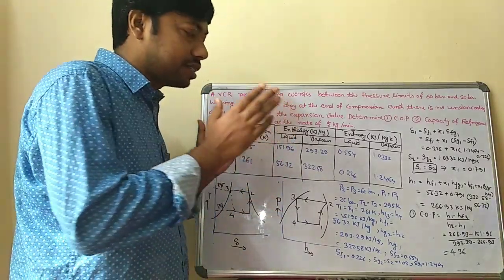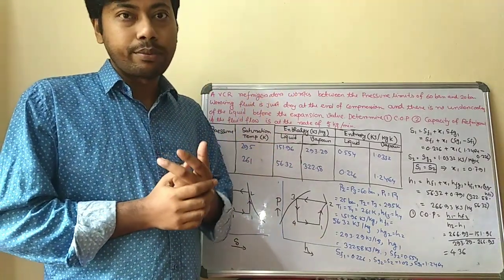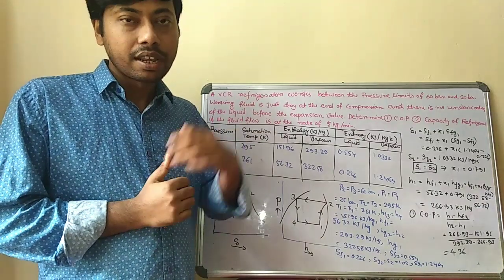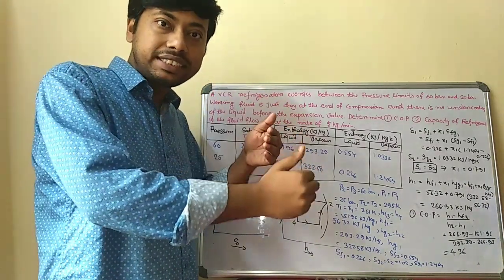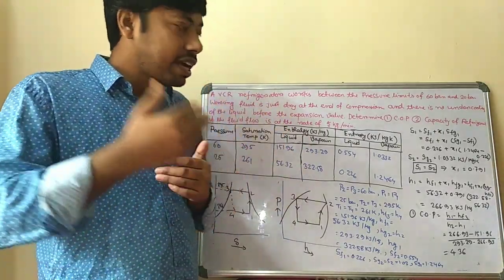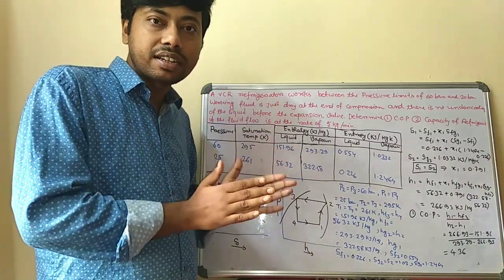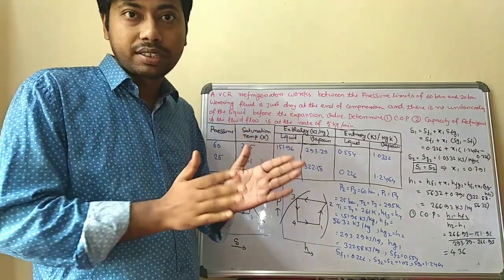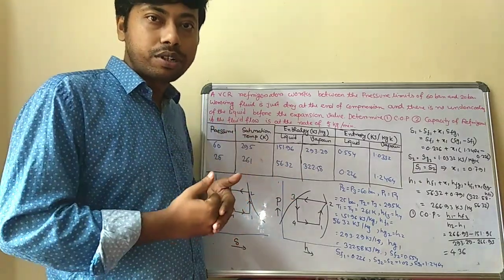So the pressure is 60 bar. As you know, in a VCR system there are two sides. One is the high pressure side, another is the low pressure side. In case of VCR, the high pressure side is basically the condenser side, and the low pressure side is basically the evaporator side. So in between 60 bar and 20 bar, the 60 bar indicates the condenser pressure, and 20 bar indicates the evaporator pressure.